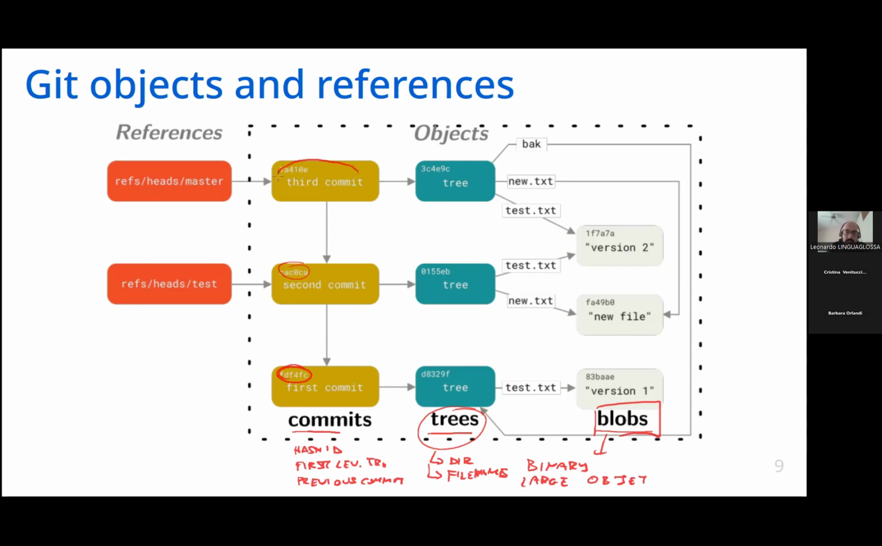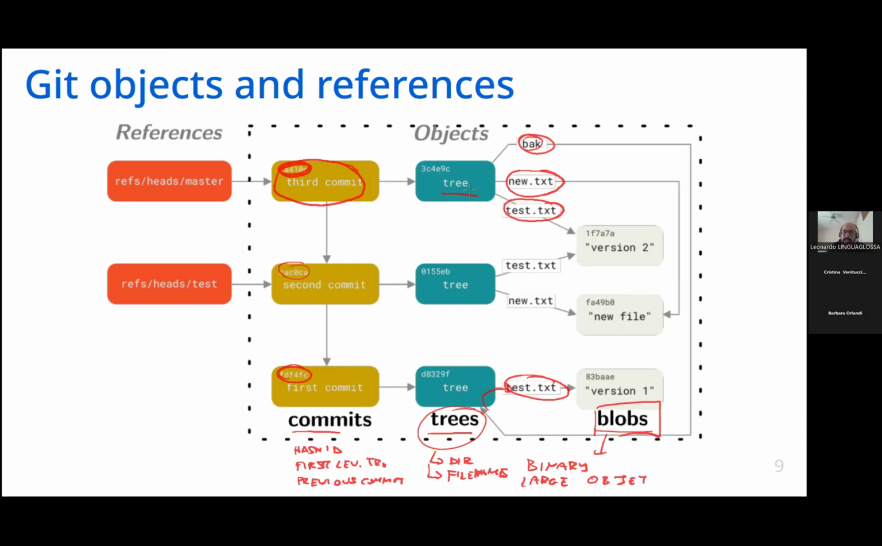So once we are here at the third commit, we have its hash value. We can use this to identify the specific commit that we are interested in. The first level tree, and in this first level tree, what we see is this directory structure. This directory contains a file called new.txt, contains a file called test.txt, and contains another reference. This is a reference to another tree, that is a subdirectory. In this subdirectory, there is one file that is called text.txt.